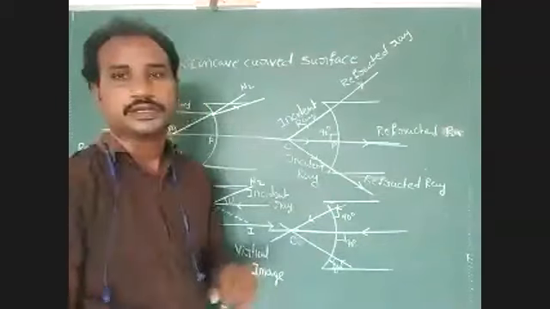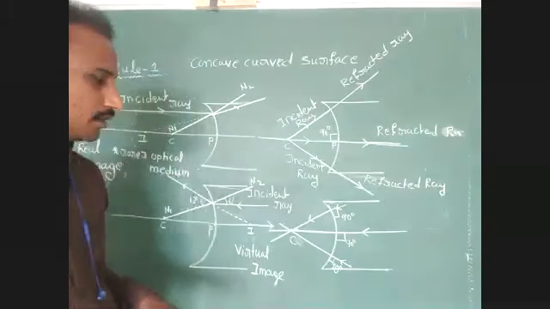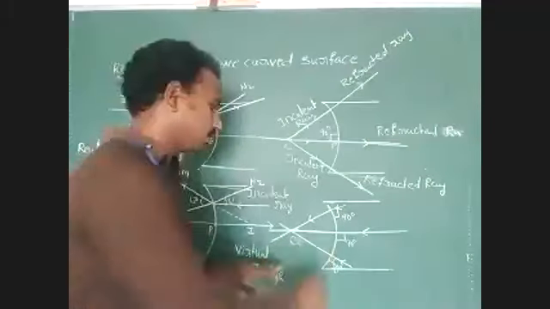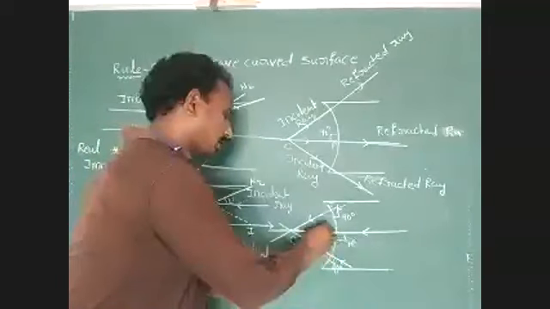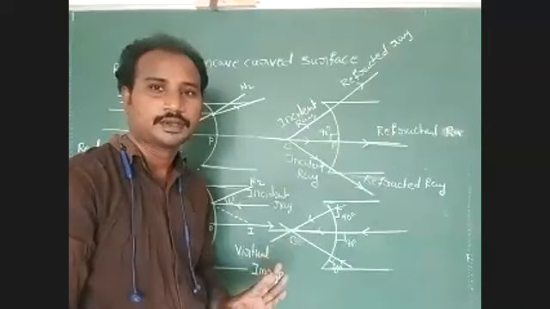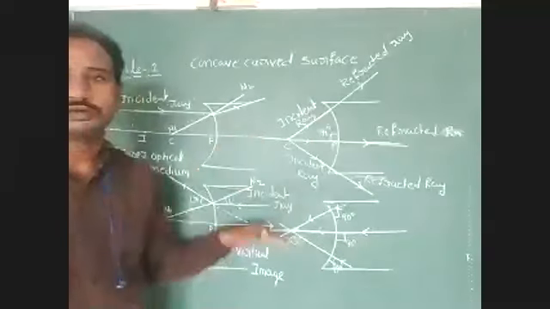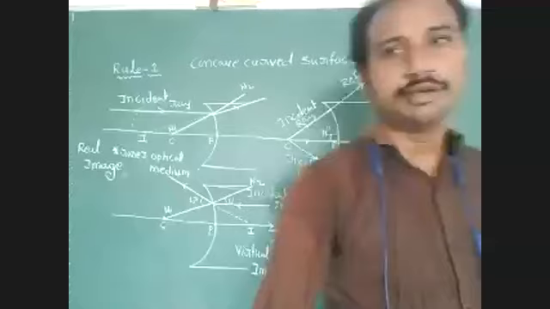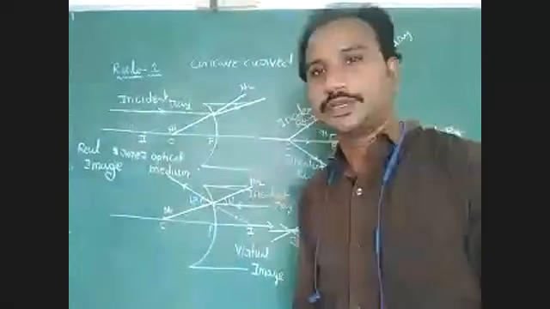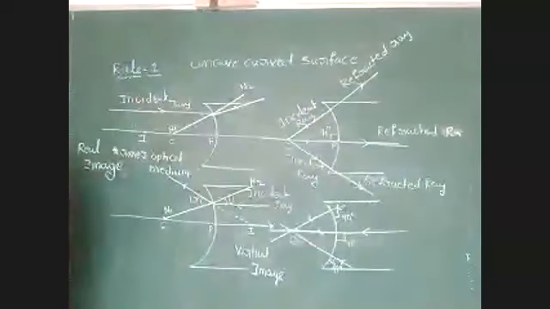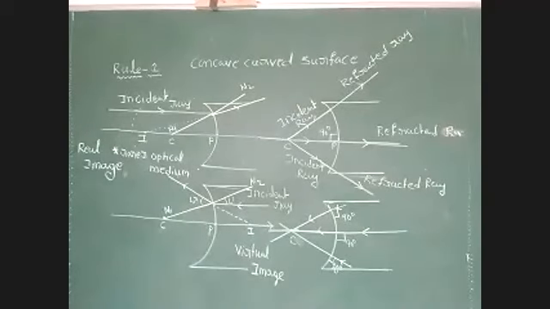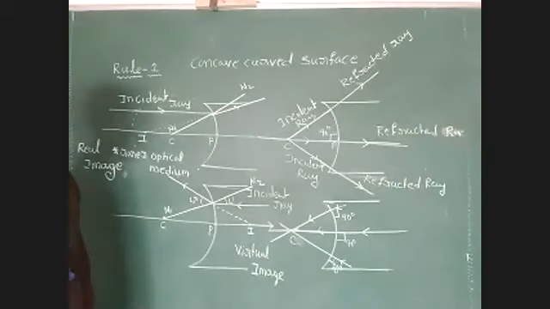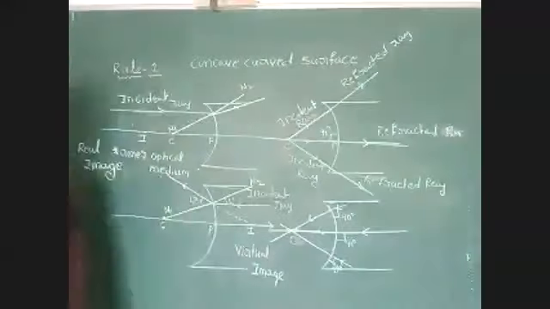This represents the center of curvature. All refracted rays pass through the center of curvature. So these 4 rules we have to note down. These 4 rules are very, very important. Okay, students, note down the rules for the concave curved surface.